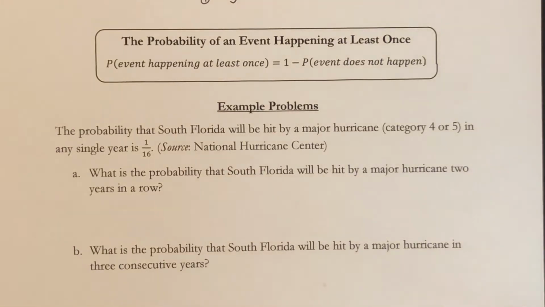This is part 2 of section 11.7. We want to talk about how to find the probability of an event happening at least one time.